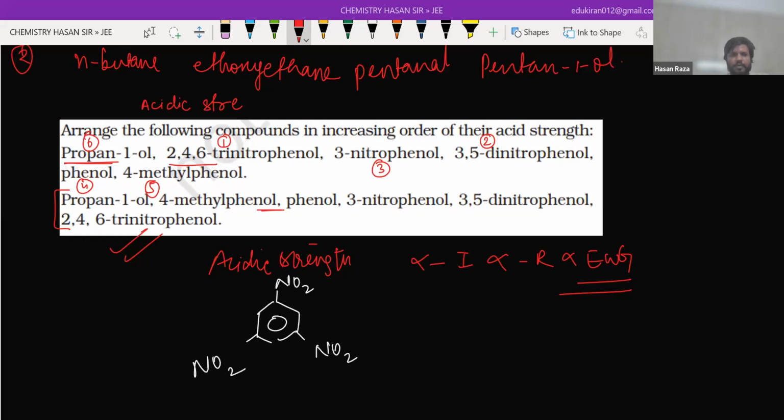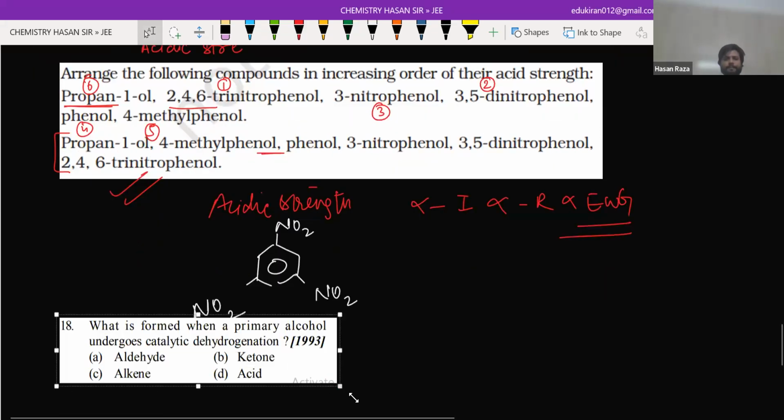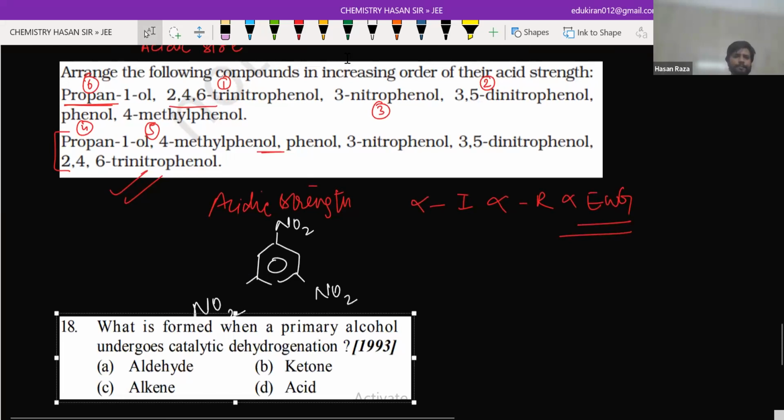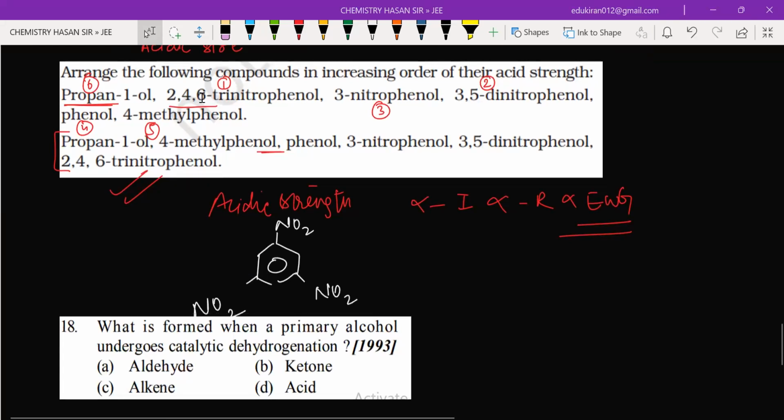So in the next class, you are going to cover alcohols and phenols whole. The chemical reactions, we are going to do it. Okay, one more question from 1993. The last question for today. Let me know when you are done with this.